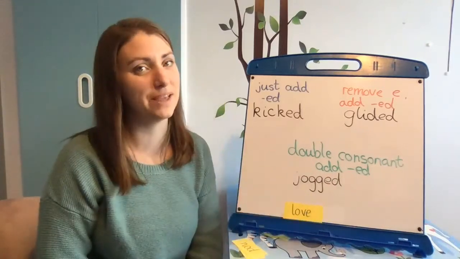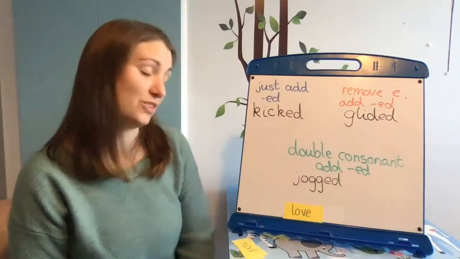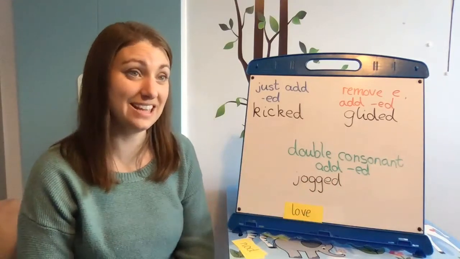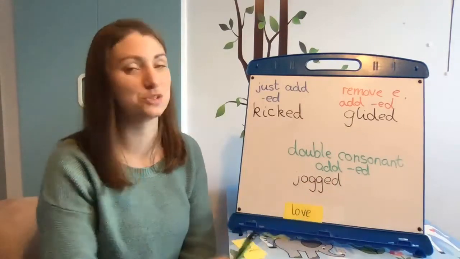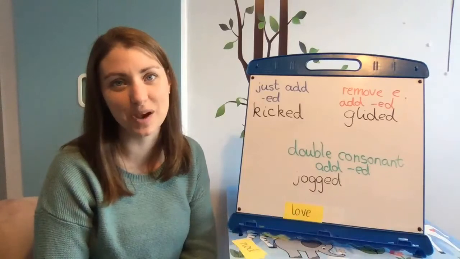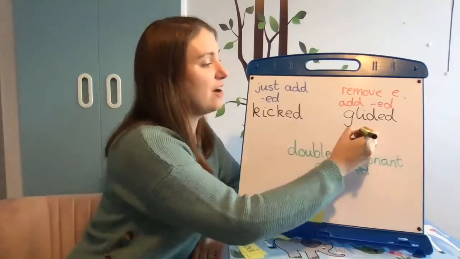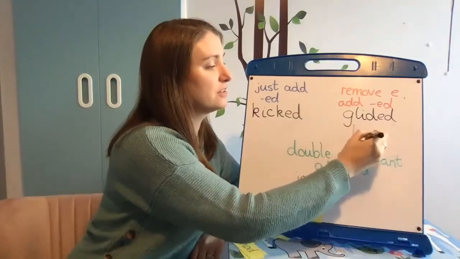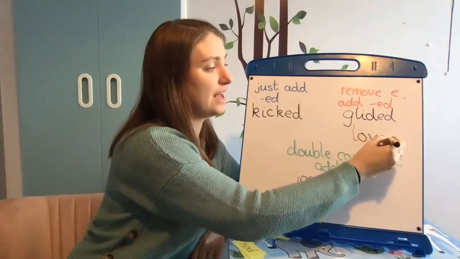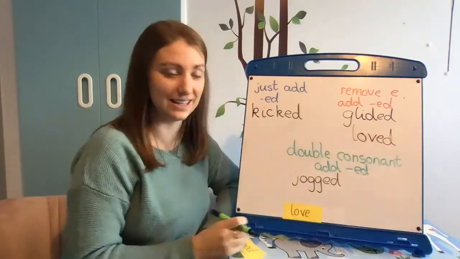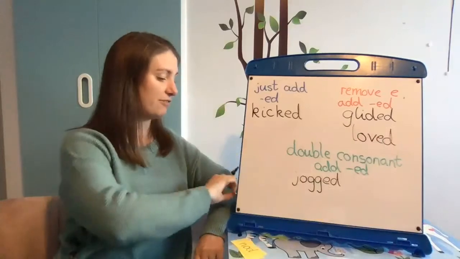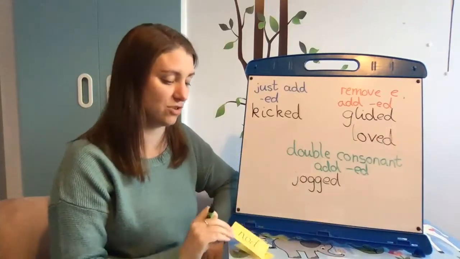Have you spotted something? What's on the end of the word? Is there an E? Yes, there is, which means we know what to do straight away, don't we? To turn love into loved, we take off that E and add a new ED. Loved.